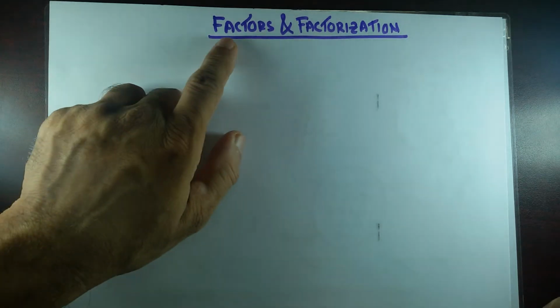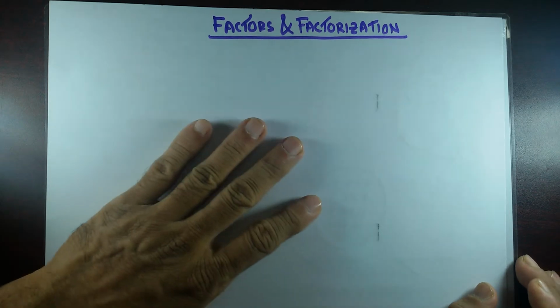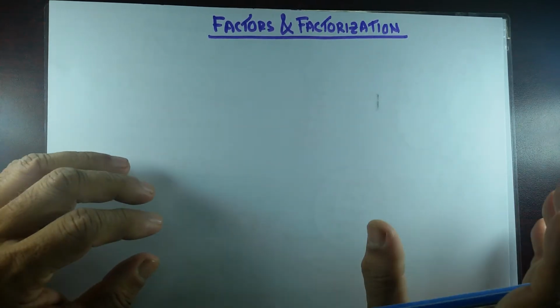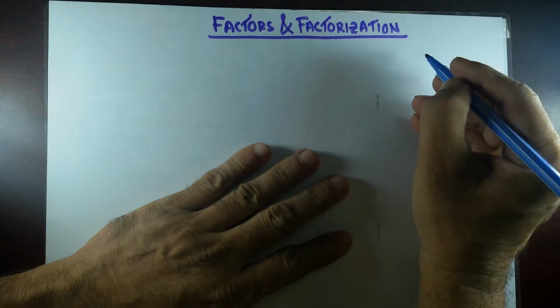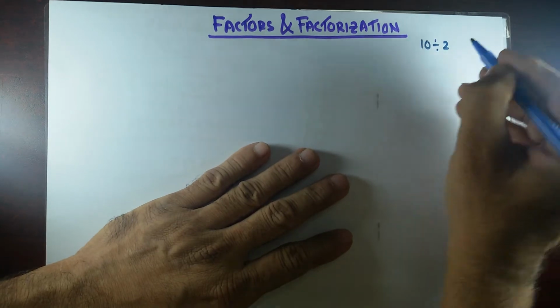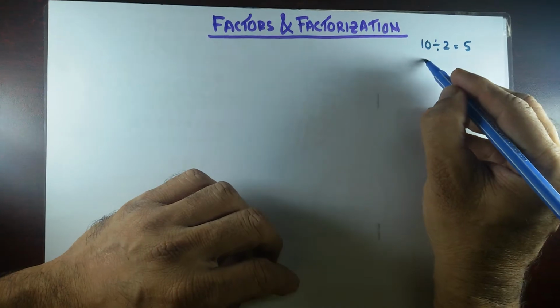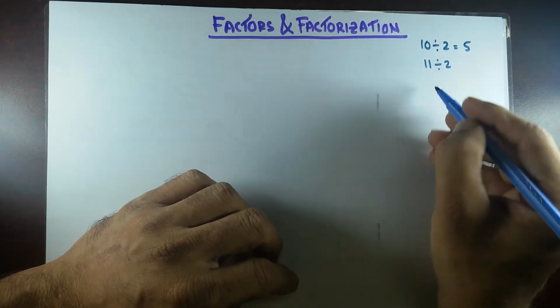Good morning. In today's lecture, I'll cover factors and factorization. What are factors? Factors are the numbers that divide another number and leave no remainder. Let me give you an example. Let's say I'm dividing 10 by 2. I'll have 5. But if I divide 11 by 2, then something happens.